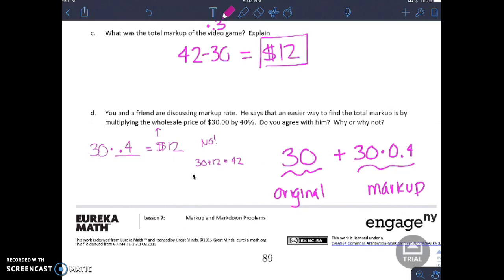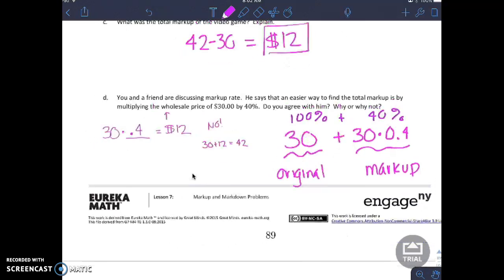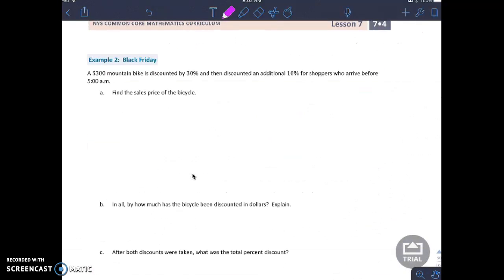And this represents what we were talking about earlier. This represents the 100% plus the 40%. That gives you 140% of the original cost. So that is how you would fix that error that your silly friend made. You are correct, your friend was wrong. That's what I'm predicting. Let's go to the next page now.